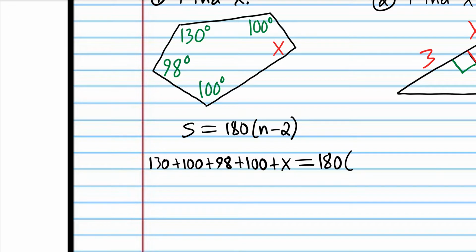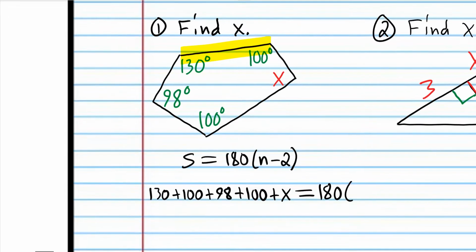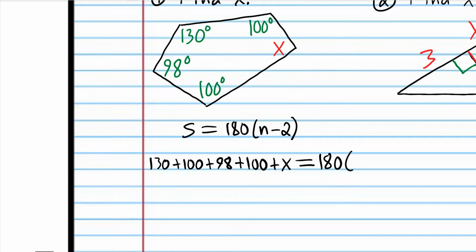Now let's count the number of sides. 1, 2, 3, 4, 5. So there's 5 sides. So n in this case is going to be 5. N is 5. Let me plug that in.